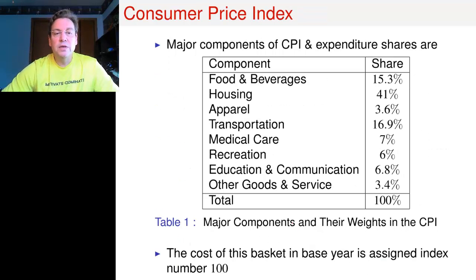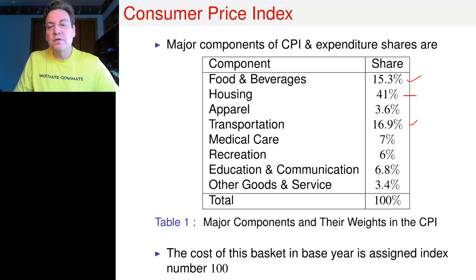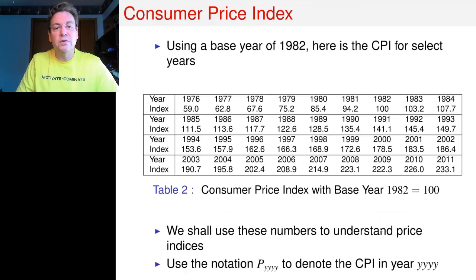So this is the CPI and the expenditure shares. What you see here is that the biggest expenditure is on housing, and then comes transportation, followed by food and beverages. So I've sort of aggregated it up. Of course, in the actual CPI, there are thousands of goods and services, so I've just kind of aggregated these into major components. And you'll see that these weights will sum to 100%. And we'll say that in the base year, this index is equal to 100.